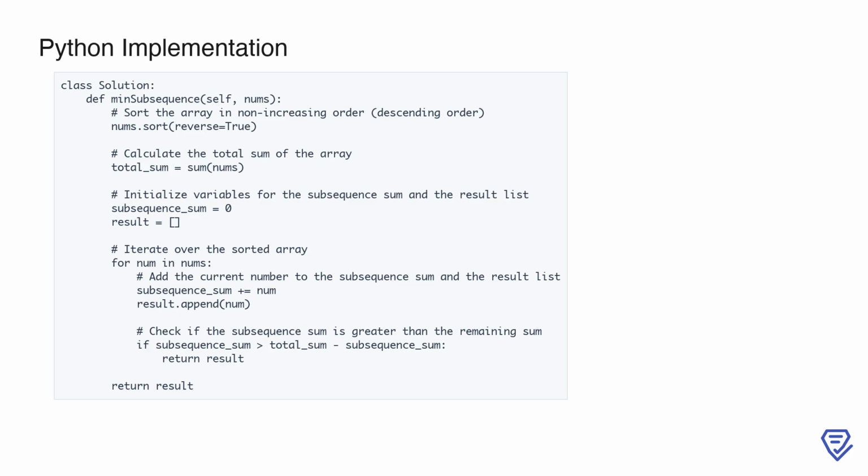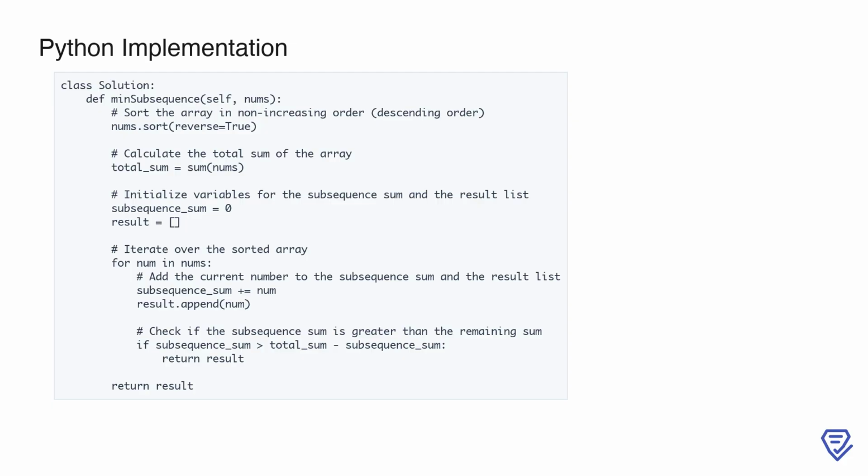5. Checking the condition. After adding each number, we check if the subsequence_sum is greater than the sum of the remaining elements, total_sum minus subsequence_sum. If true, we return result as the solution since the condition is met.